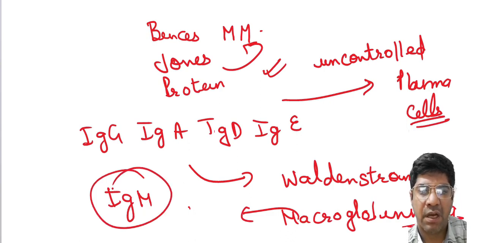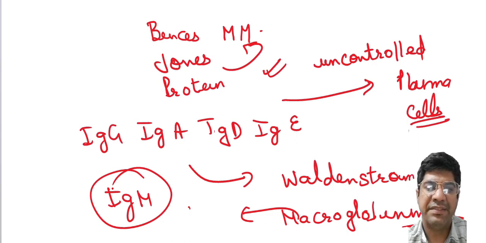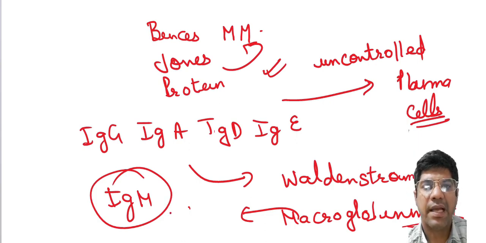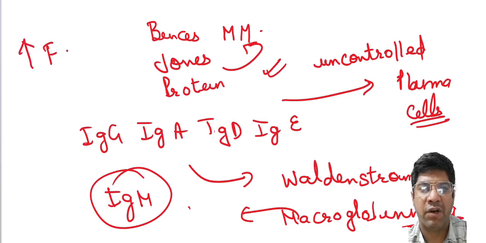In Waldenstrom macroglobulinemia, there is excess production of myeloma proteins, that is the M protein, and they are associated with the light chains. The heavy chain disease is a form of paraproteinemia that is associated with lymphoid neoplasia, characterized by overproduction of Fc, that is the fragment crystallizable part of the immunoglobulin.